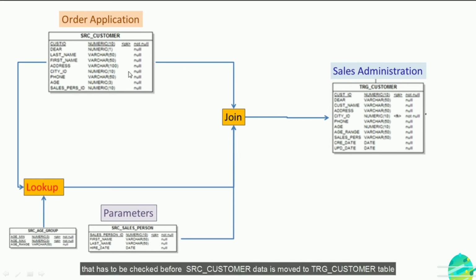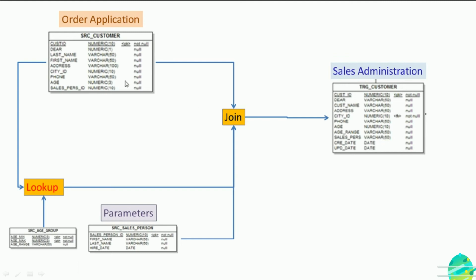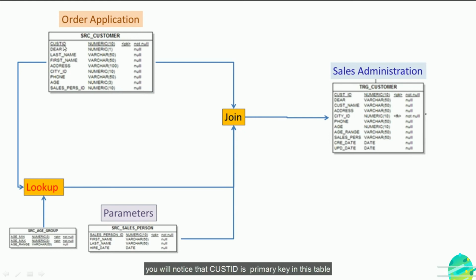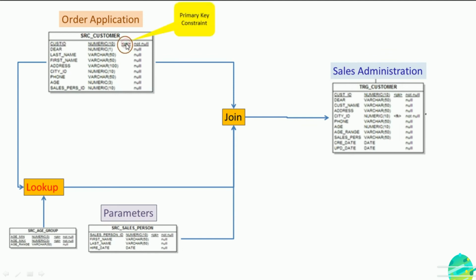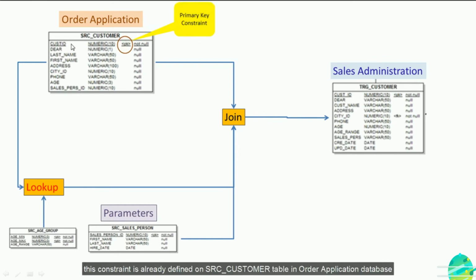But what if the data in SRC_CUSTOMER is not fit for use? That has to be checked before the data is moved to the TRG_CUSTOMER table. And that is what you are going to do in this section. Let's review the SRC_CUSTOMER table. You will notice that CUST_ID is a primary key in this table. This constraint is already defined on the SRC_CUSTOMER table in the order application database.